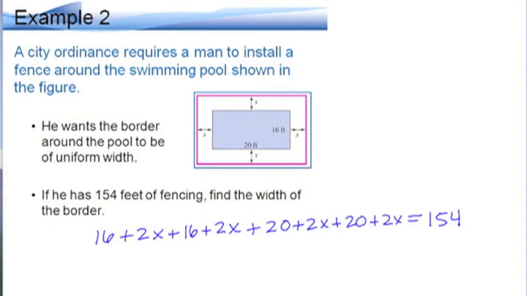So if we combine all of our like terms, we have 8x plus 72. And that has to equal 154. Then we subtract 72 from both sides.